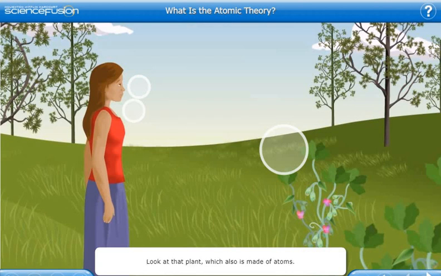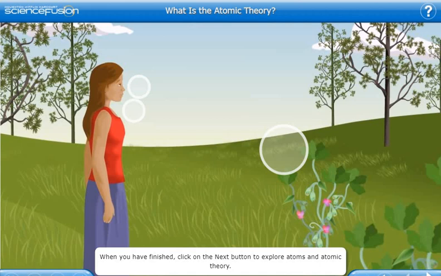Look at that plant, which also is made of atoms. It's the opposite with a plant. It takes in carbon dioxide and releases oxygen. Click the different highlighted areas to learn more. When you have finished, click on the next button to explore atoms and atomic theory.